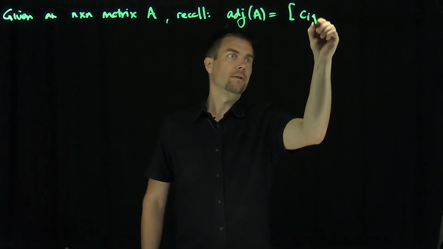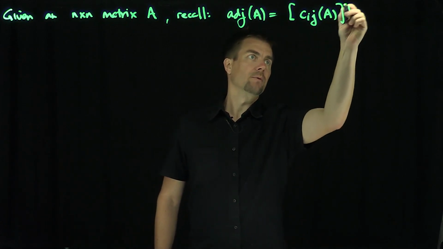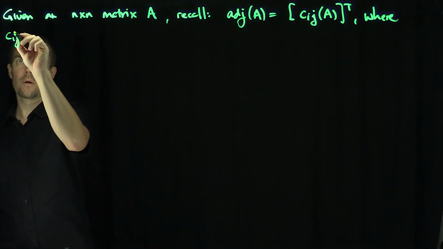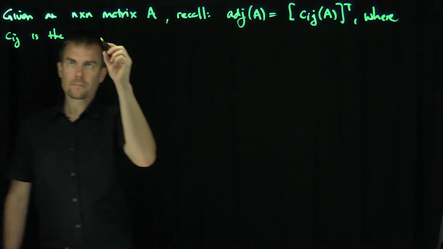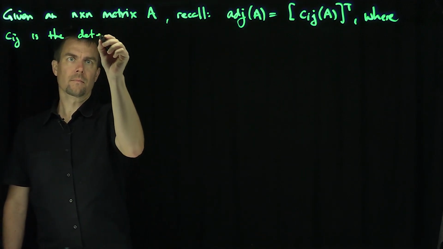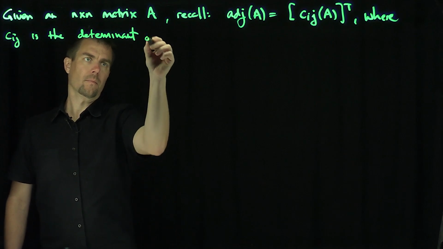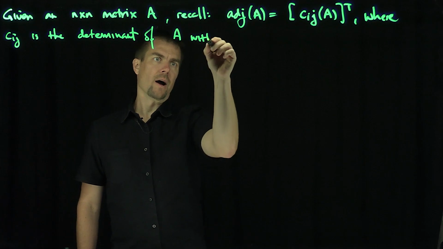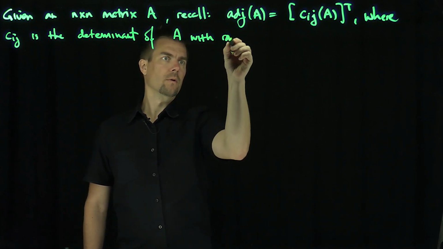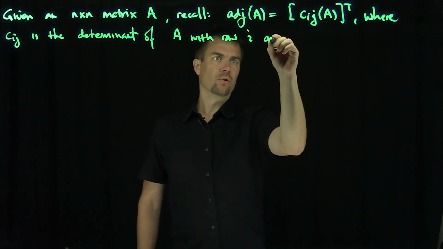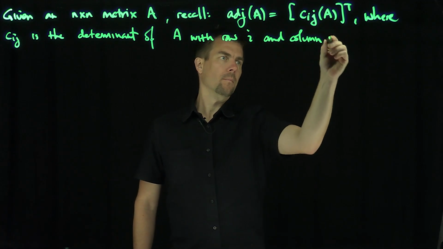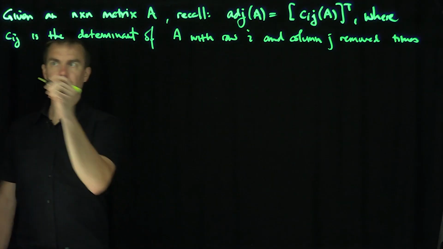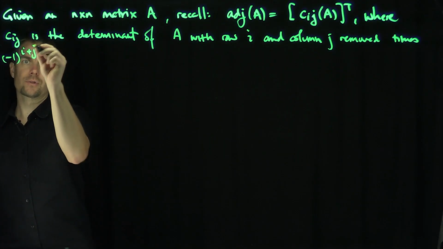is the transpose of the matrix of cofactors Cij of A, where Cij is the determinant of the matrix A with row i and column j removed, times (-1) to the power i plus j.